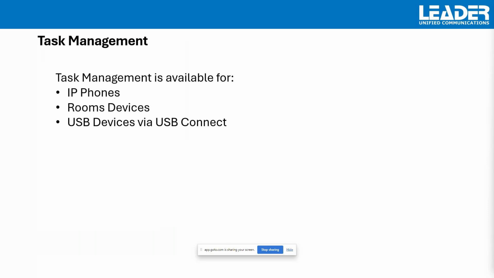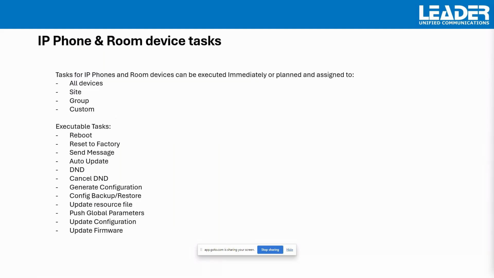more practical than going through the slides. Now, the task management is available for IP phones, room devices, and USB devices that are connected via USB Connect. Quickly hide that sharing screen here. IP phone and room device tasks are, amongst others, all devices, site, group, and custom. So we can position them or we can execute them based on the structure that we have on the YMCS.